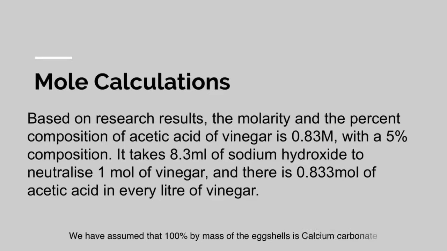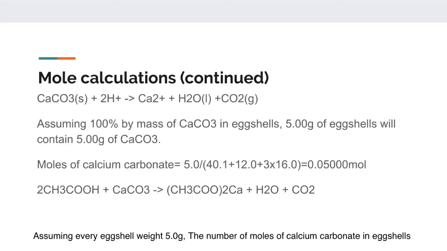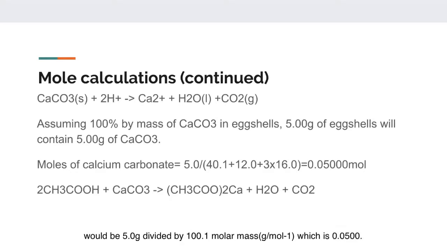Moving on to our mole calculations. We have assumed that 100% by mass of the eggshells is calcium carbonate. Assuming every eggshell weighs 5 grams, the number of moles of the calcium carbonate in eggshells will be 5 grams divided by 100.1 molar mass, which is 0.0500.